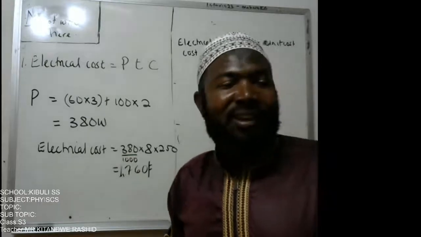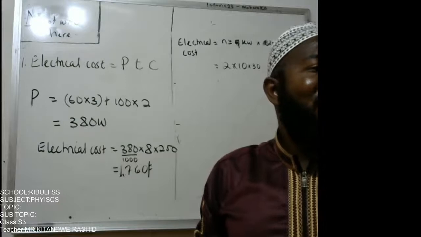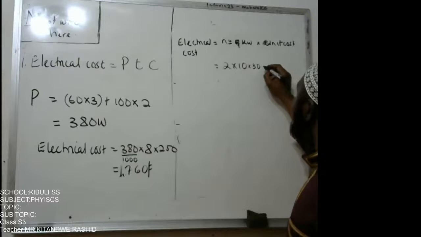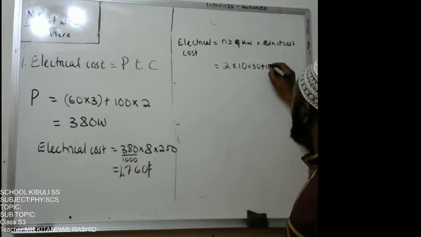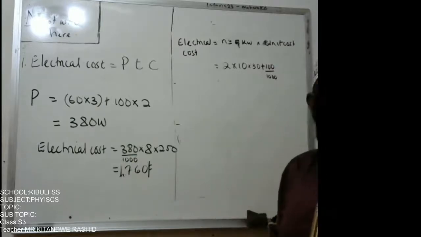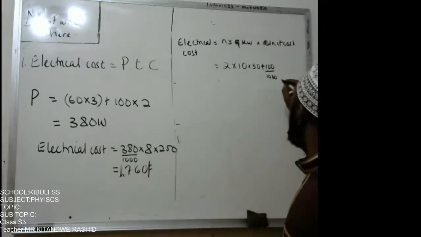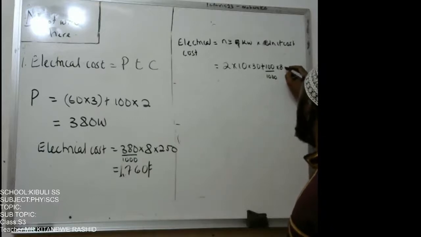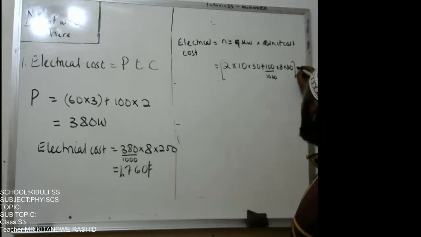Another time they will tell you another month, like March, and you multiply by 30. So September is 30, multiplied by 30, plus 100 out of 1,000, it was only one lamp, times 8 times 30. Then all of them times, what is the unit cost? 500.